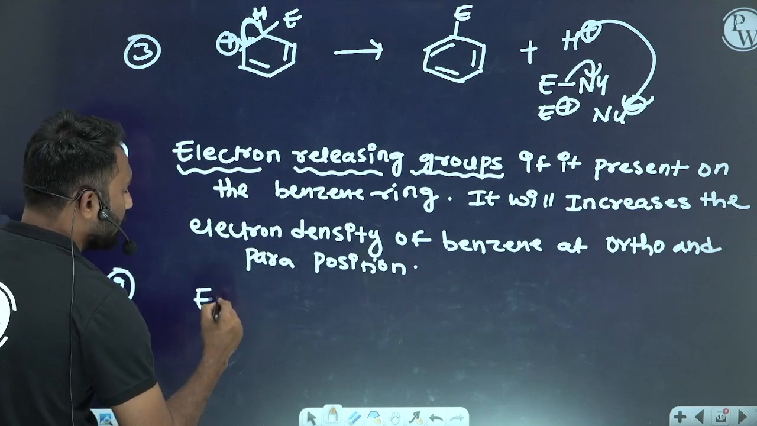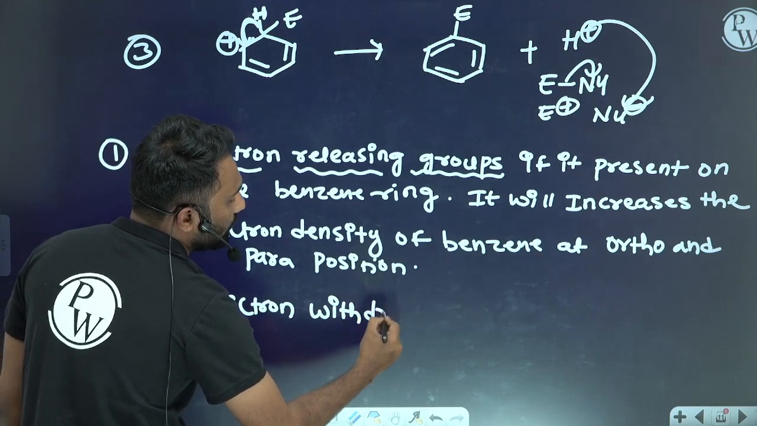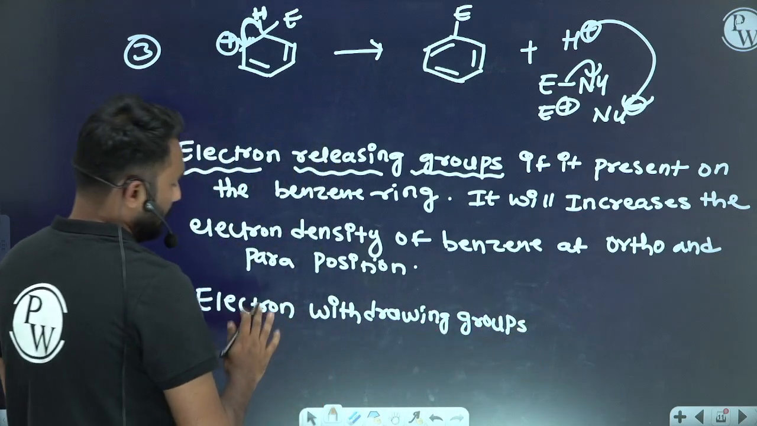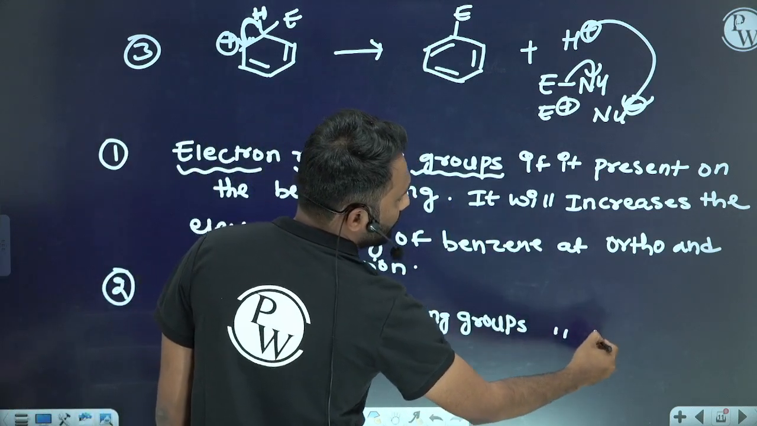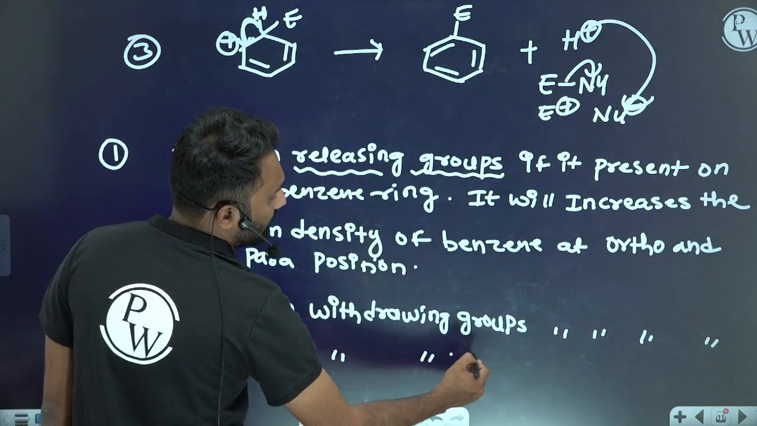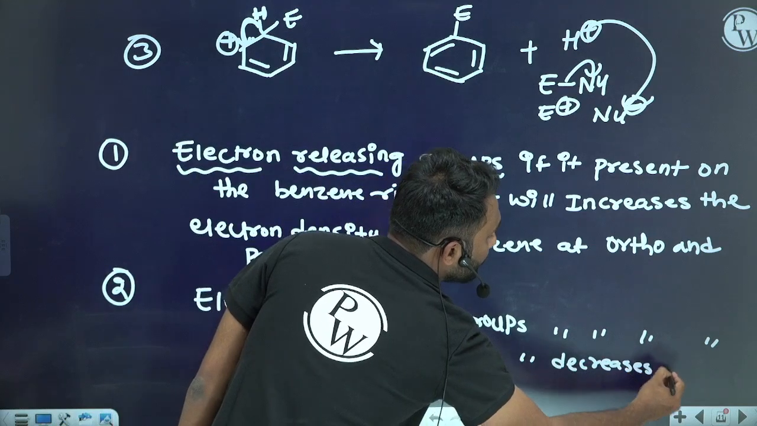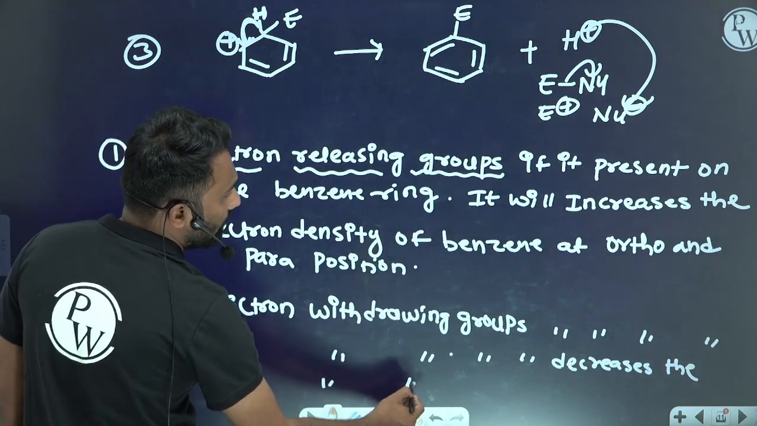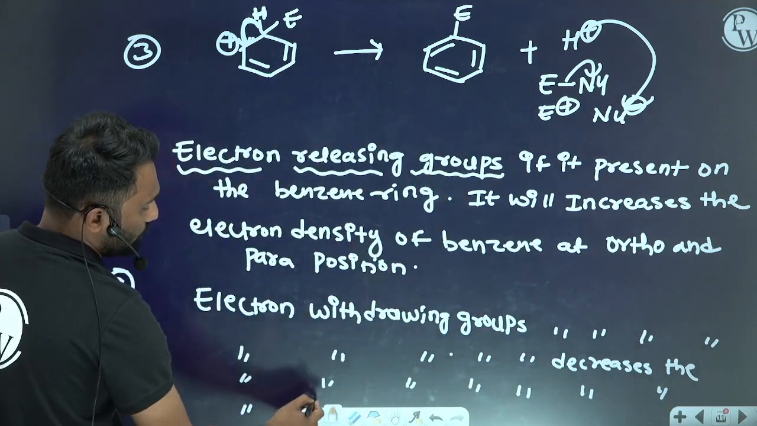Now if electron withdrawing groups are present on the benzene ring, it will decrease the electron density of benzene at ortho and para positions.